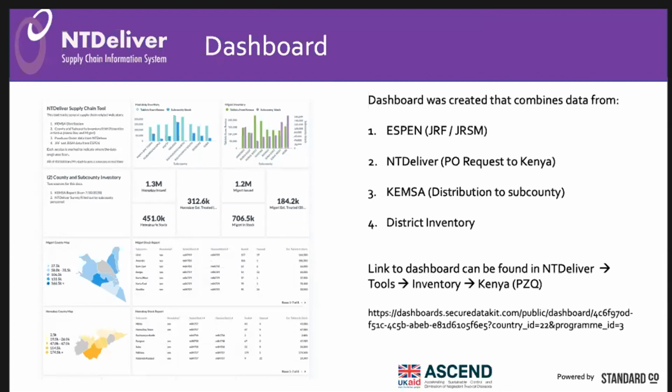So this dashboard brings together a lot of the themes that we've heard so far, which is data integration and unifying this data. A lot of the data on the screen that you see here is actually not housed in NT-Deliver. The maps are built from ESPEN, the distribution data from KEMSA, and the JRF and JRSM data comes from ESPEN as well. Building all of this allows us to centralize a lot of this data.